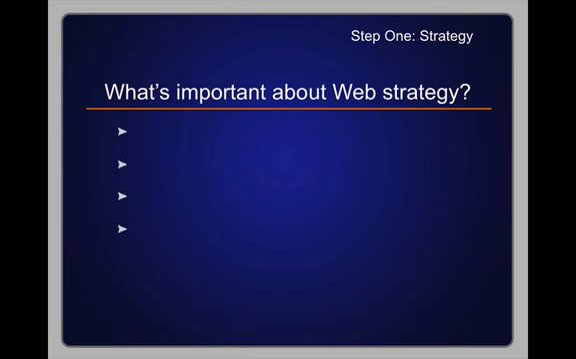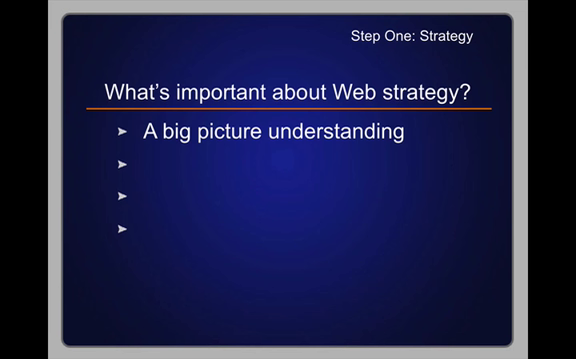What's important about web strategy? One of the most important parts is that you have a big picture understanding of what web marketing is all about, what the Internet is all about, how it works. There's a lot of misconceptions about the Internet and how you get results on the Internet. If you don't have a good understanding, there's no way to implement this strategy. So people on the team and the folks that drive this process in your company need to have a big picture understanding of websites and search engines and email marketing and the whole gamut of things that go into being successful online.